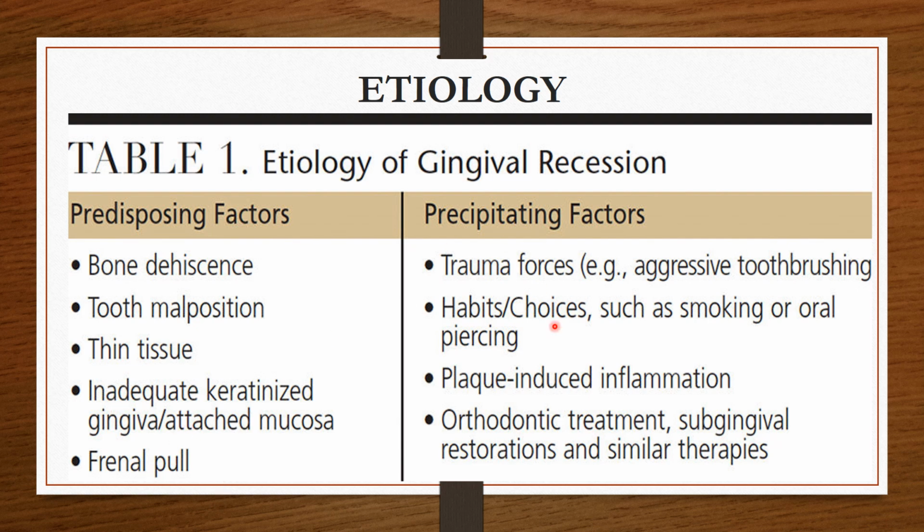So what are the precipitating factors that lead to gingival recession? They are traumatic forces, aggressive toothbrushing, habits or choices such as smoking or oral piercing, and then wasting diseases like abrasion. There is friction from soft tissues. Abrasion can be, abfraction can be, okay. Erosion can be, abrasion can be. So all these things can lead to recession, and plaque-induced inflammation, obviously, and orthodontic treatment, subgingival restorations, and similar therapies.